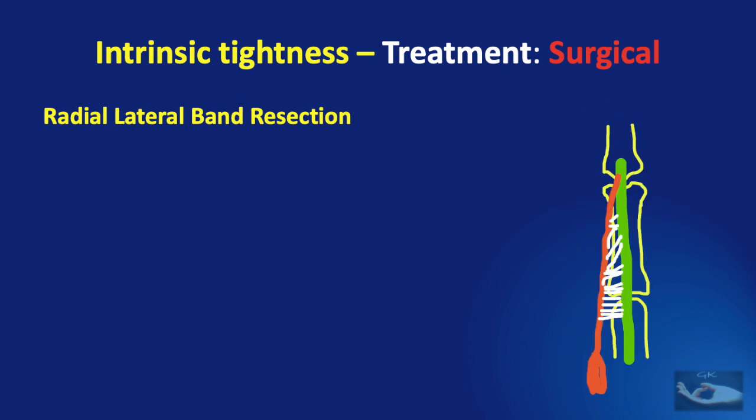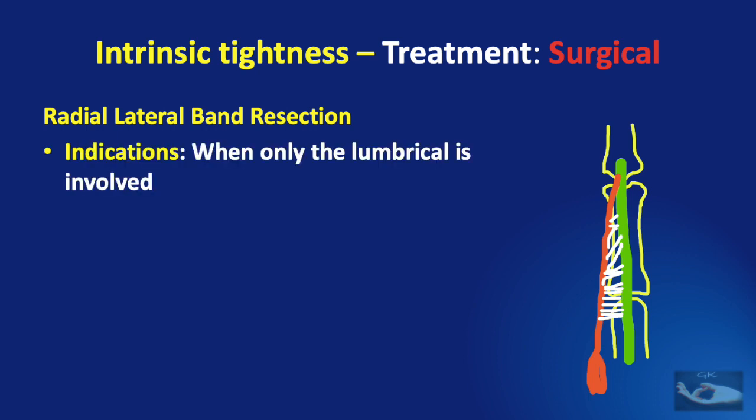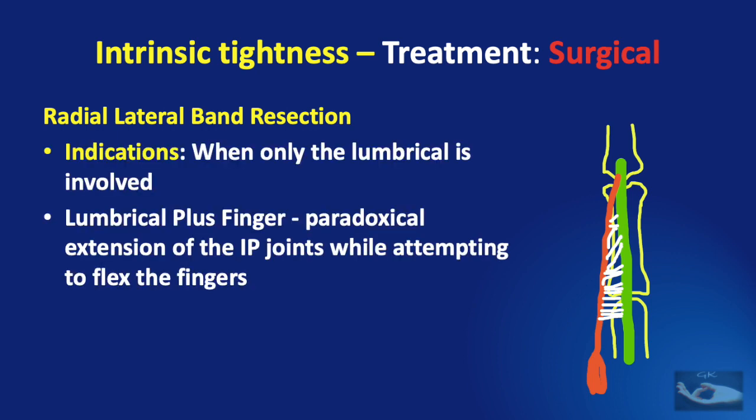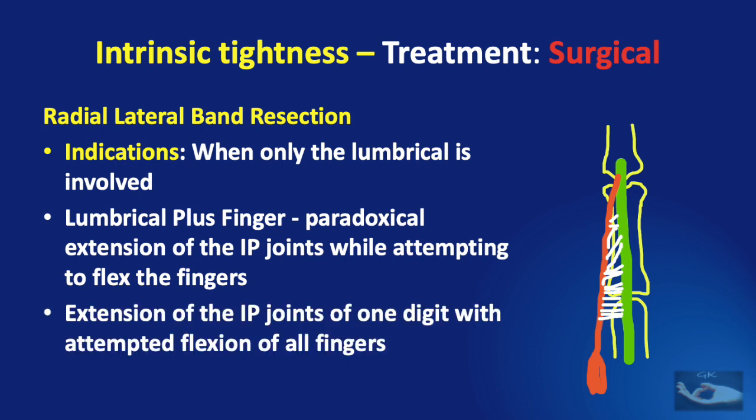There is a slight modification of this procedure known as the radial lateral band resection. This is indicated when only the lumbrical is involved. This situation usually occurs in a condition known as a lumbrical plus finger, where paradoxical extension of the interphalangeal joints while attempting to flex the fingers occurs. That is, extension of the interphalangeal joints of one digit with attempted flexion of all the fingers. This usually occurs in neglected flexor tendon injuries.